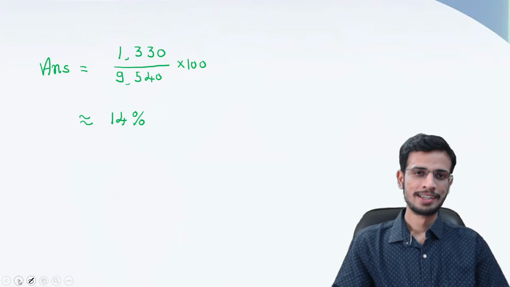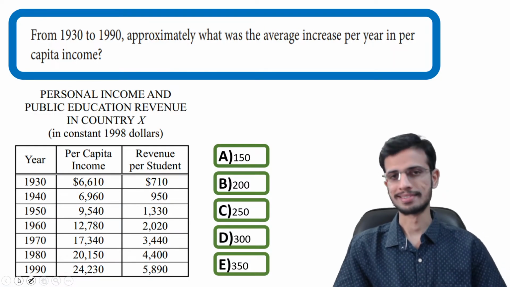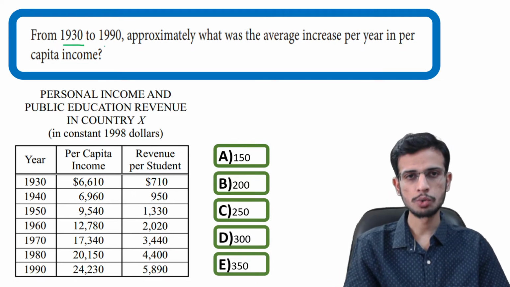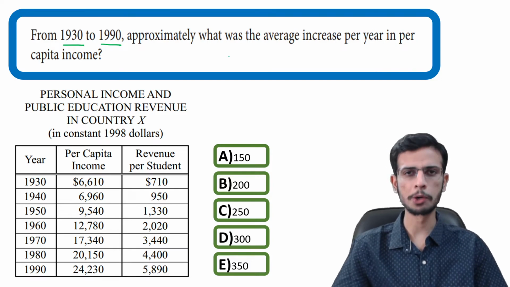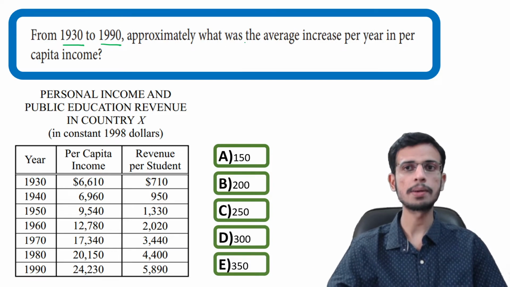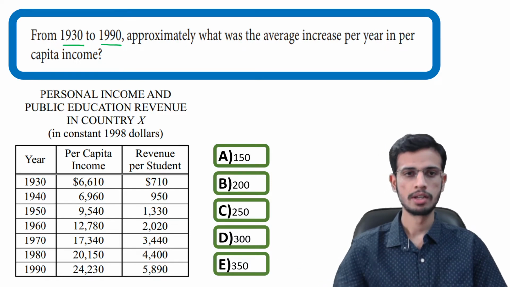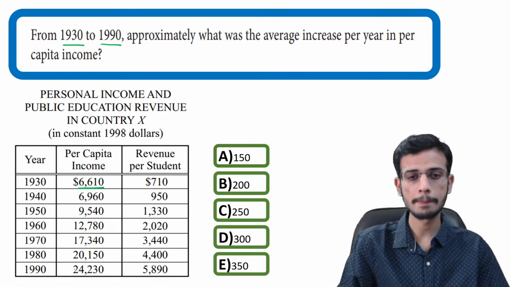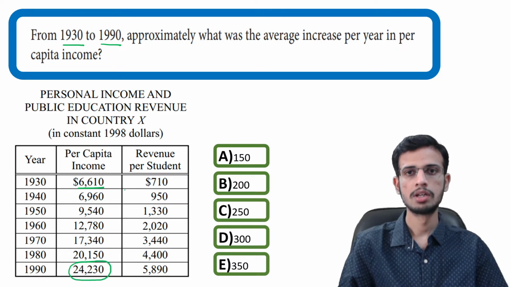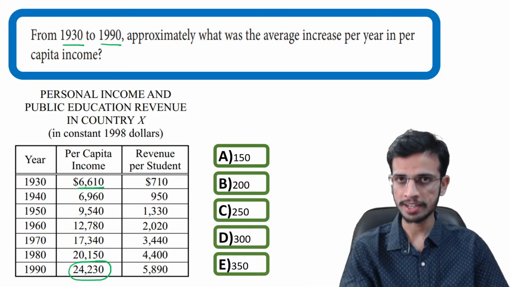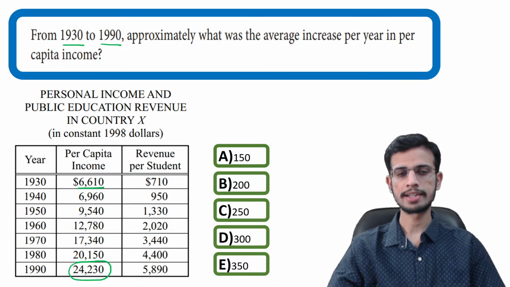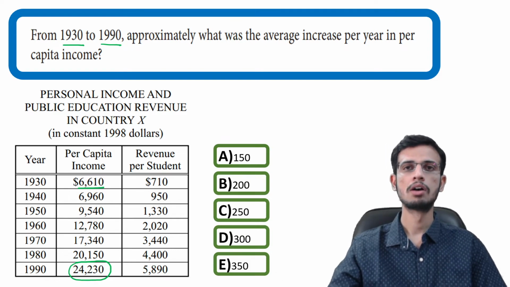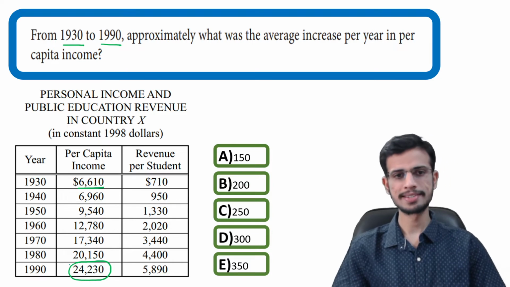Okay. So from same table, there will be 2 to 4 questions, right? So with same data, one more question. From 1930 to 1990, in 60 years span, approximately what was the average increase per year in per capita income? You observe this data from 1930 to 1990, there is increase in per capita income. So what was the average increase per year in per capita income? Right, in 60 years span there is increment. We have to find average increment per year. What was the increment? And options are given to us.